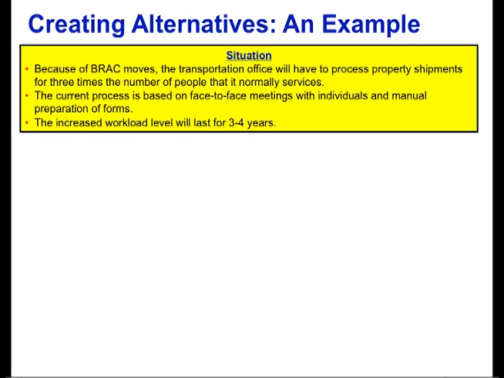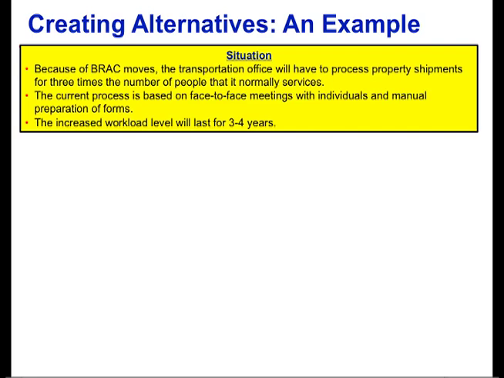So let's consider, if you will, an example of how to creatively perhaps create alternatives. This is an example that I actually saw in an Army CBA presentation. So suppose because of the base relocation and closure, because of BRAC moves, that the transportation office at a particular base will have to process property shipments for 3 times the number of people that it normally serves. The current process is based on face-to-face meetings with individuals and manual preparation of forms, right? And the increased workload level is expected to last for 3 to 4 years.